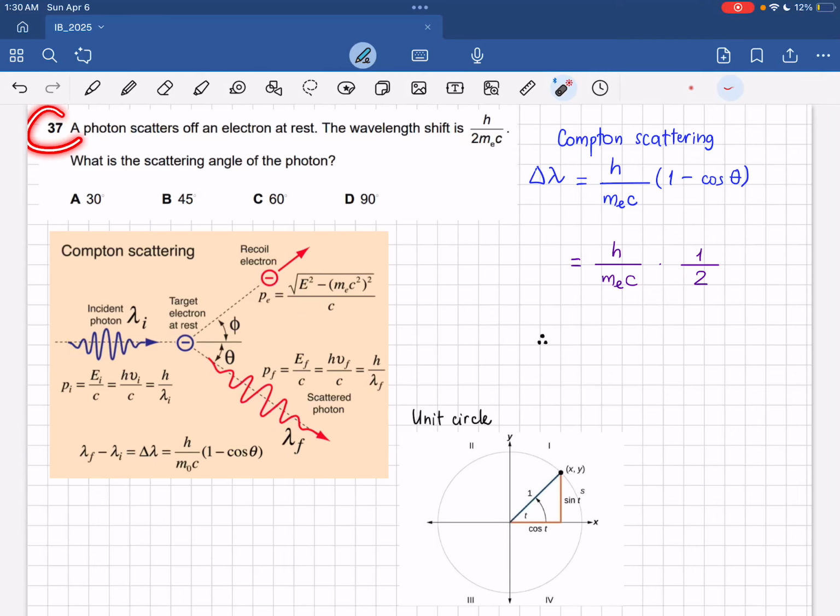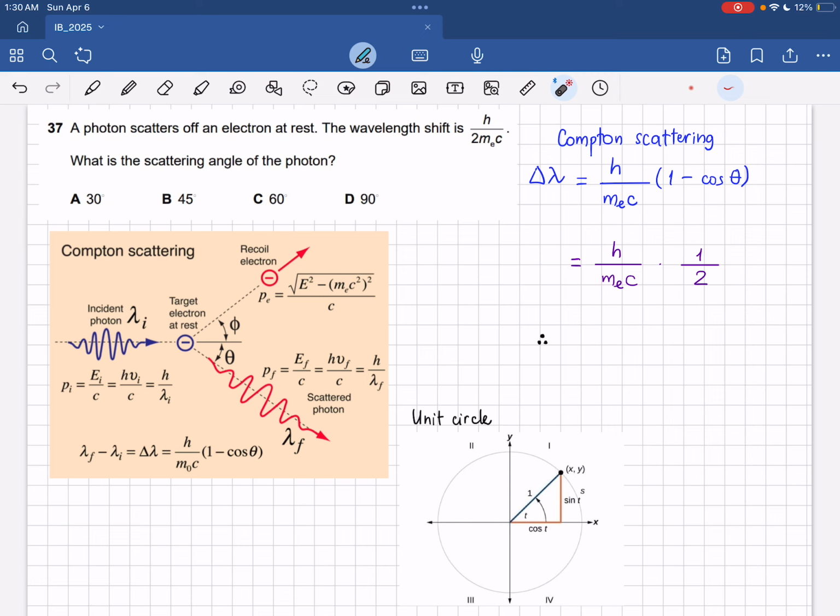Question number 37 is related to the topic quantum physics, which covers Compton scattering. A photon scatters off an electron at rest. So we have an electron at rest here, and this is the target. Then there's a photon going this way, and it will hit the electron. So what could be the result?